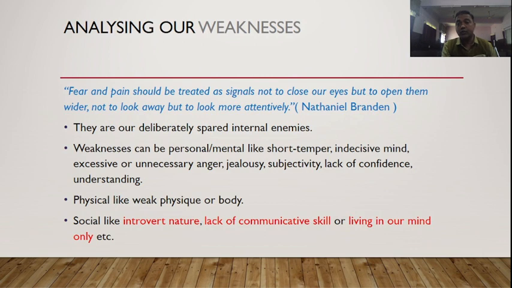Some weaknesses are social. Social weaknesses are like introvert nature. We don't like meeting people. We don't like being with so many people. We don't want to be in crowds. We don't want to be among many people. So this is called introvert nature. We should not have this introvert nature. We should have some extrovert nature. Extrovert nature means we should go to people, talk to them, make friends. So introvert nature is also a weakness, and it comes in social weakness.